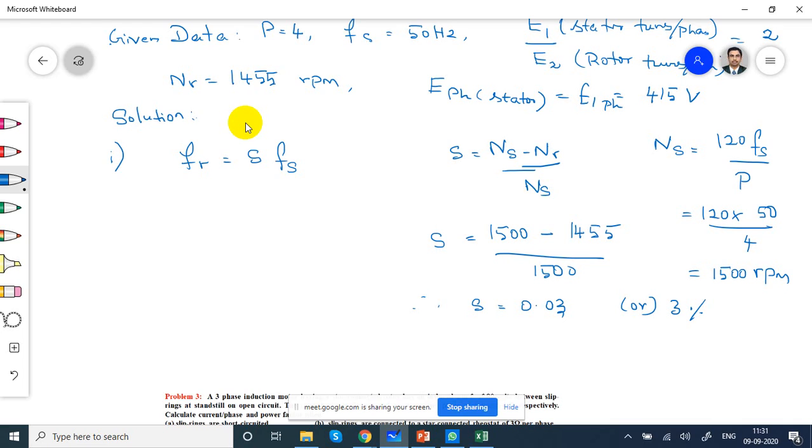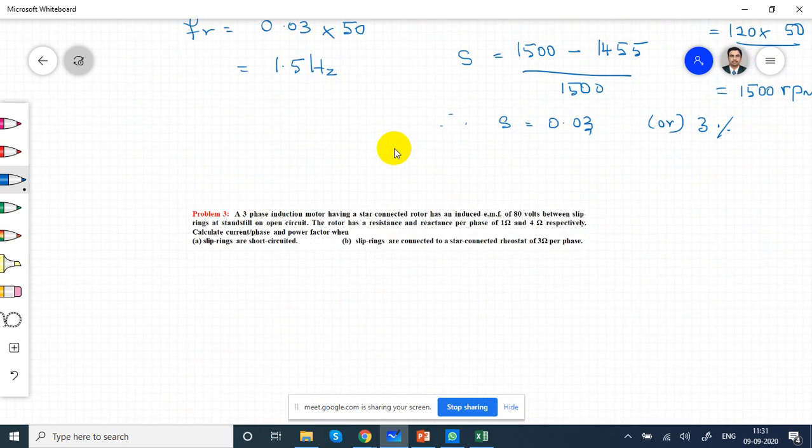Now please substitute this value here. Fr equal to S value, how much? 0.03 into supply frequency 50. So what is the answer? 1.5 Hertz. Okay, 1.5 Hertz.